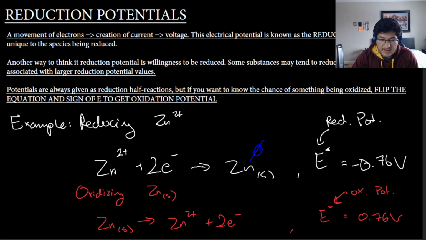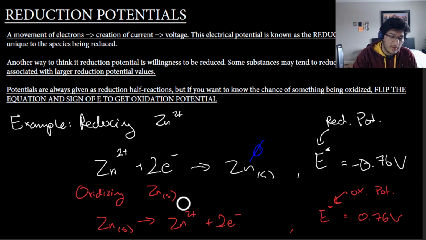Where was I? Yeah. So we had just added on this 0 over here just to amplify the idea that the Zn is being reduced. On the other hand, there's another thing that's in this entire scheme, and we've been talking about reductions, where there's also oxidations. So potentials are always given as reduction half reactions, but if you want to know the chance of something being oxidized instead of it being reduced, just flip the equation and the sign of E, which is the reduction potential value, to get the oxidation potential.